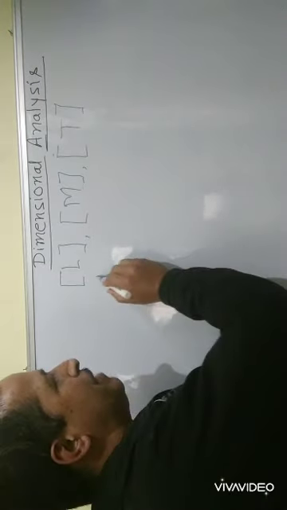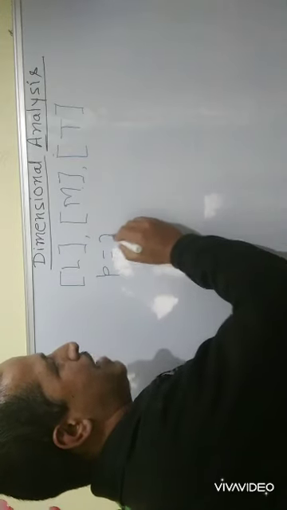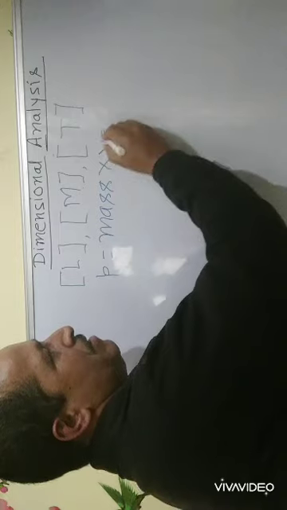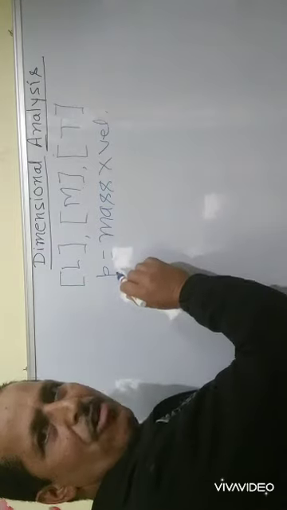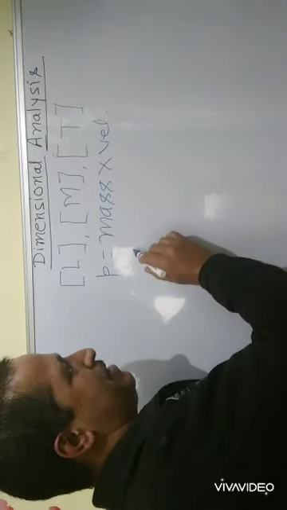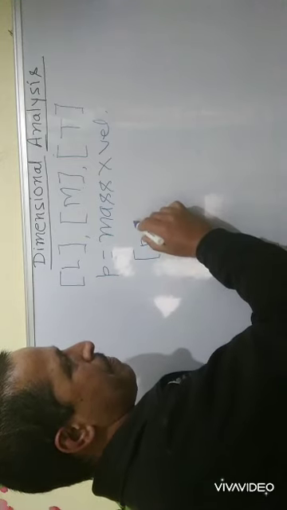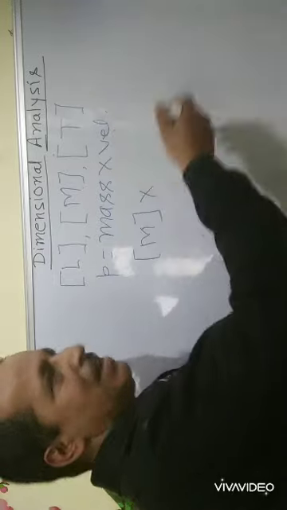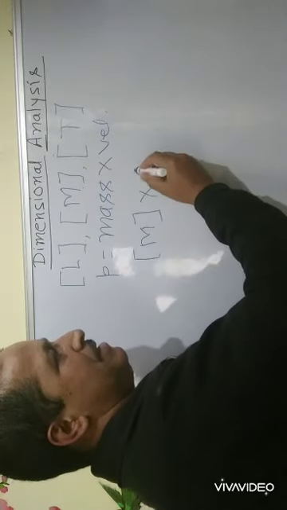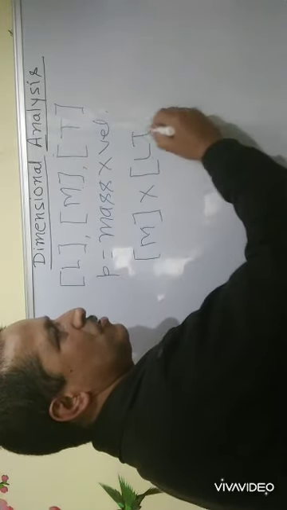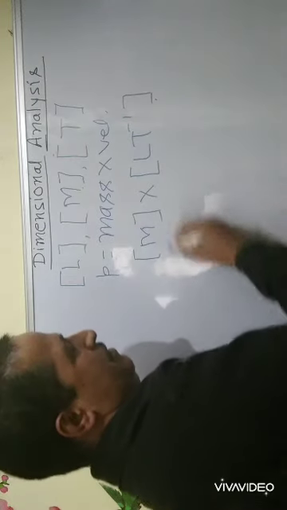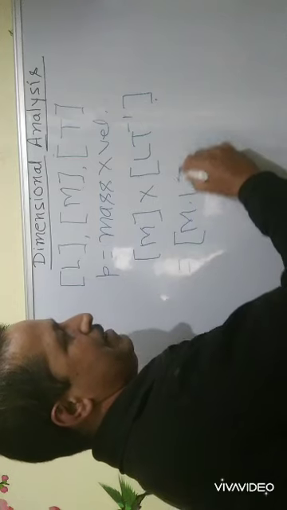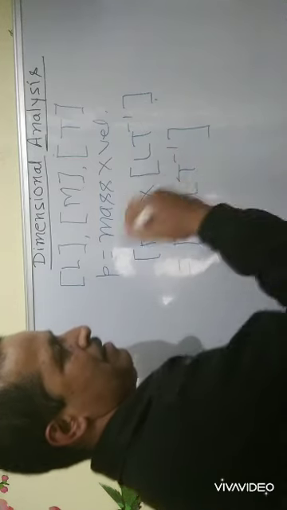In the same way, suppose I have to find out the dimensions of momentum. We know that momentum P is equal to mass multiplied by velocity. So the dimensional formula of P will be dimensions of mass, which is M, into dimensions of velocity that we have just seen is LT minus 1. This will be M L T minus 1.